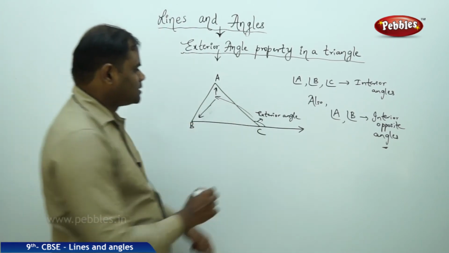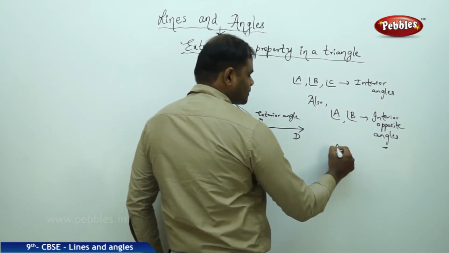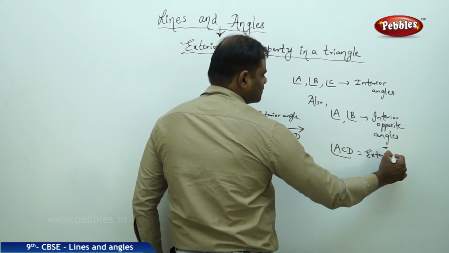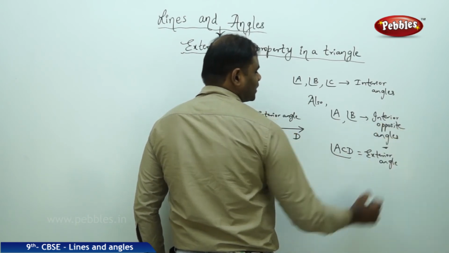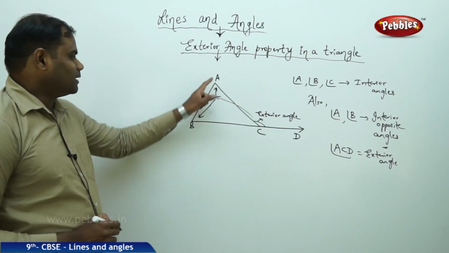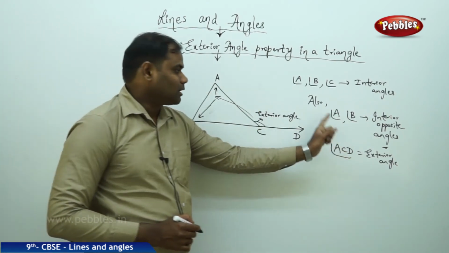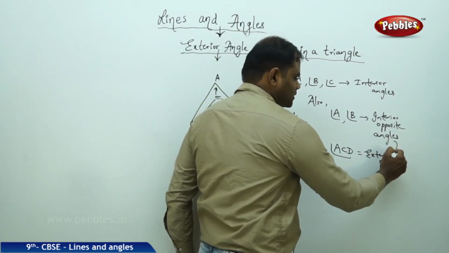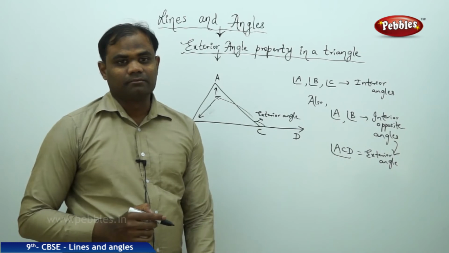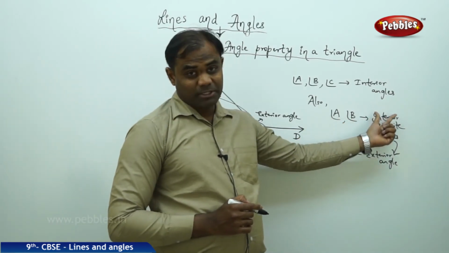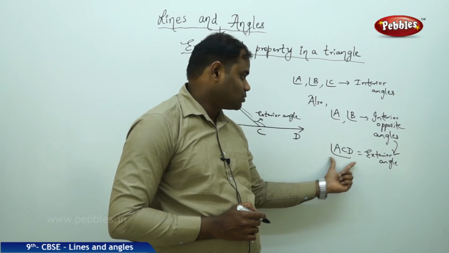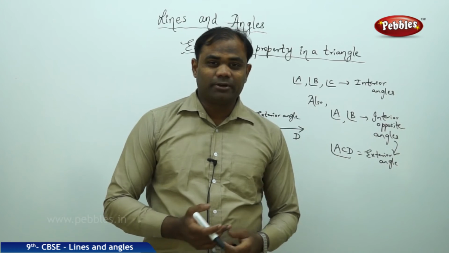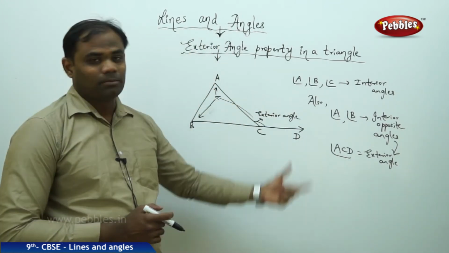And if I extend this side AC to be D, my angle ACD is an exterior angle, and angle A and angle B are interior opposite angles to this exterior angle, angle ACD. So angle A and angle B are specially interior opposite angles to the exterior angle ACD. This is how we understand the geometrical concept of each of the properties.